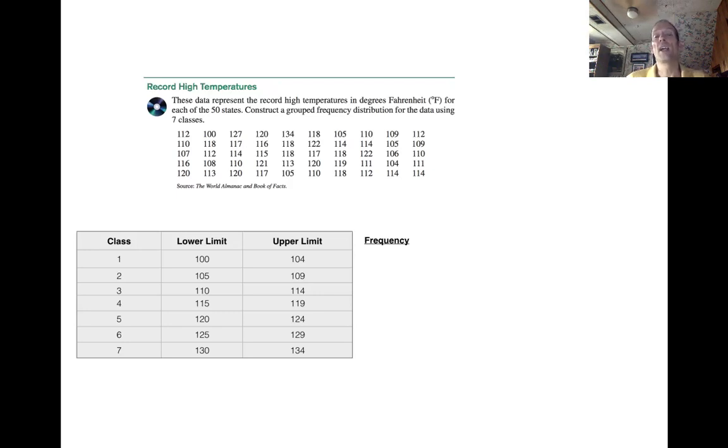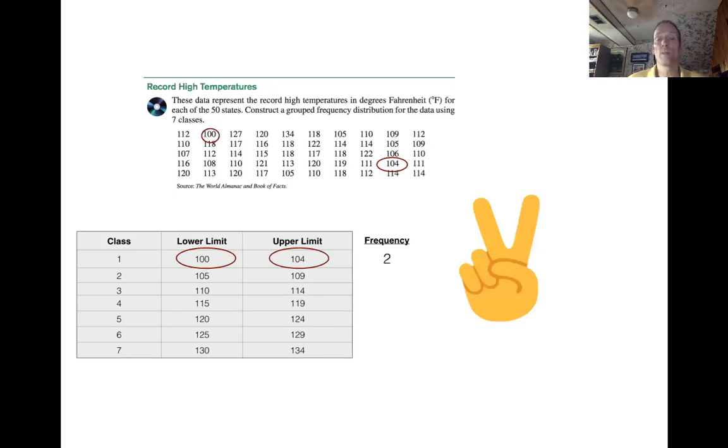Students get really challenged when they're trying to figure out the frequency because they're looking for some formula or some kind of crazy calculation. But it's really much simpler than that. All we have to do is go into the data set and manually count up the corresponding temperatures for each class. So for class 1, I know I need my frequency to tell me how many temperatures are between these two numbers. I go into the data set and find that I got exactly 2 temperatures. So I'm going to write in 2 for my frequency count.